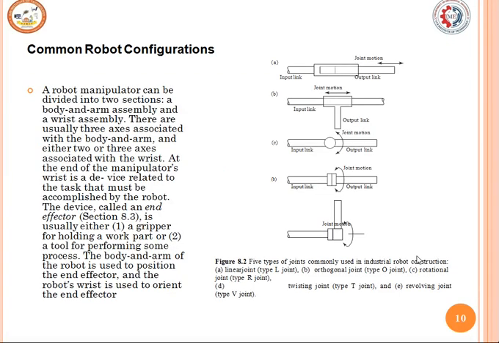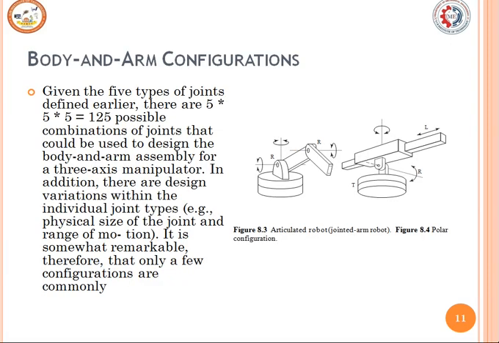So in continuation with the common robotic configurations available, we'll discuss further. When we take an articulated robot, here you can see the polar configuration robot. Also in the articulated robot, all three axes have rotation of the robot, and there is no linear motion. Here, given the number of joints, it is 5 into 5 into 5, so 125 possible combinations of the joints. The body and arm assembly for a 3-axis manipulator is available.